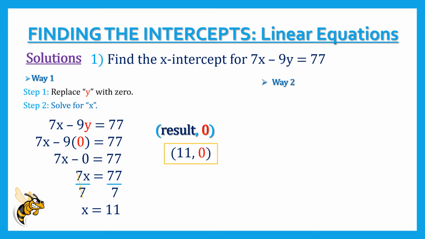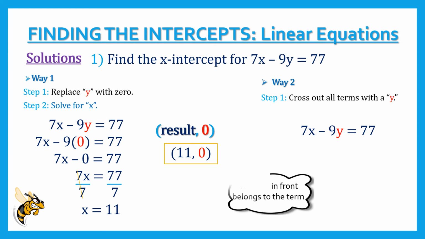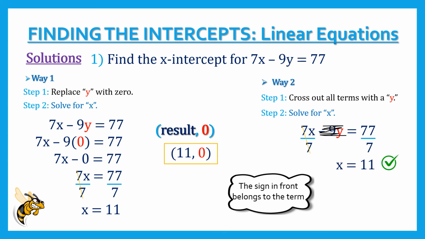Way 2, if you perform the operation using way 2, you want to cross off the y. And remember, the sign in front of the term belongs to the term, so therefore cross it off. So now you're left with 7x equals 77. You want to solve for x, so we're going to divide both sides by 7. So x is equal to 11, which is the same answer.